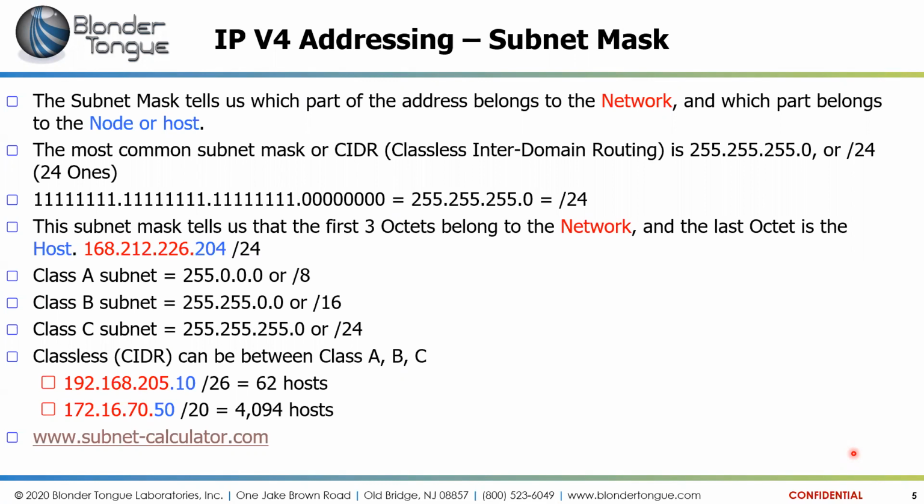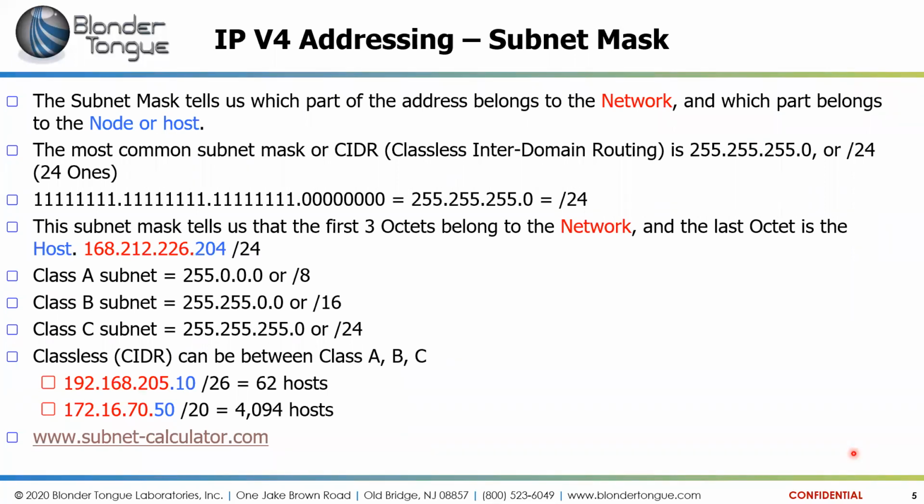That's just a shorthand. A lot of people will say the subnet is 255.255.255.0, but more people who work with internet systems on a daily basis use the shorthand of /24 network. So this subnet mask tells us the first 3 octets belong to the network. The last octet is the host. It's the same example as the previous slide: 168.212.226, that's the network, and .204 is the host for that device on the network.